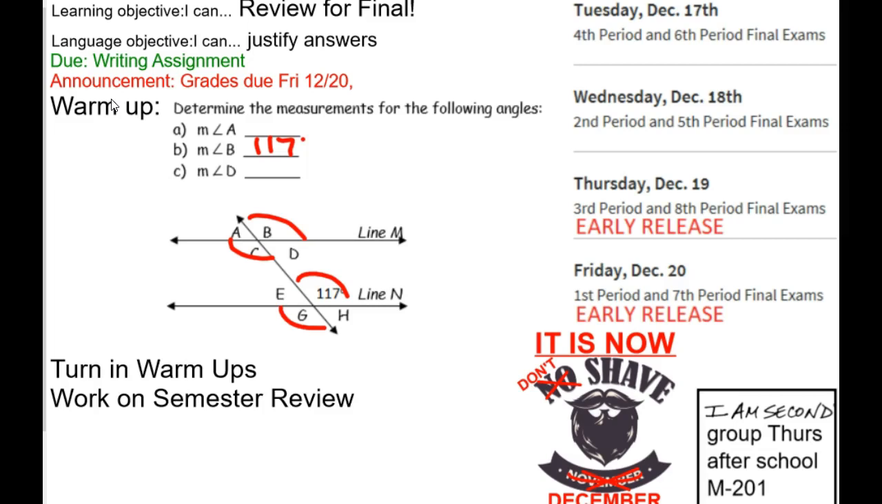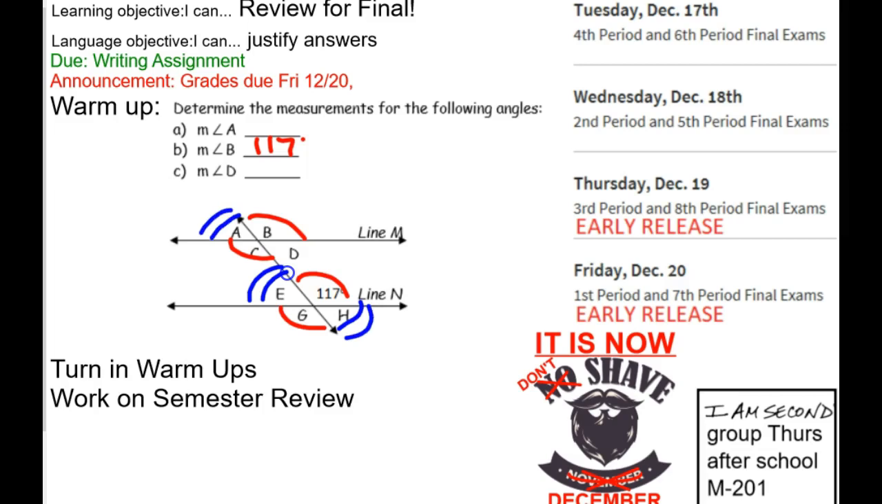Good. Is everyone looking up here? So, what about 117 and G? What are those? Vertical. If they're at an X across from each other, those are vertical. Okay? Now, let's try another one. How about C and E? Same side interior. What about B and H? Same side exterior.